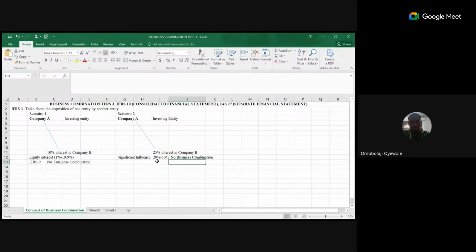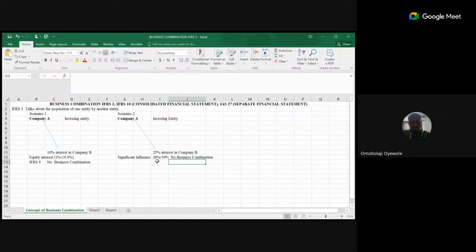Now, when we say a company has a significant influence, what it means is that there is no business combination. There is no business combination, but we have influence over that company, but we don't have control over the company. Let me take that again. We have influence. The influence we have over that company is a significant one, but there is no control over the company at all. So we can't call that a business combination. The extent of the influence is such that when they want to make a decision, we will be there.